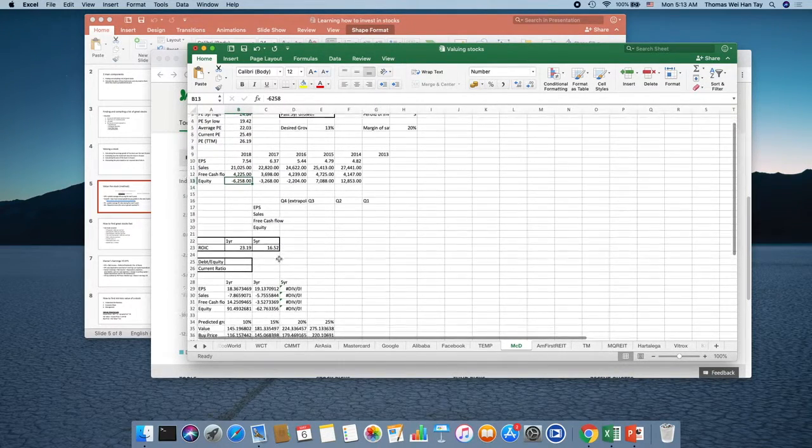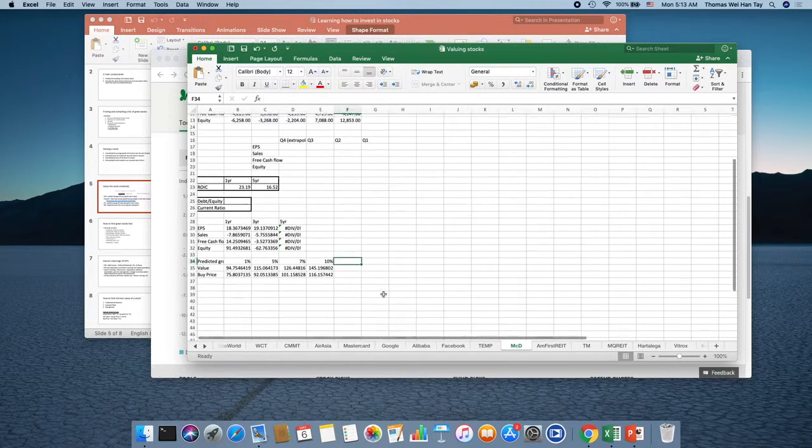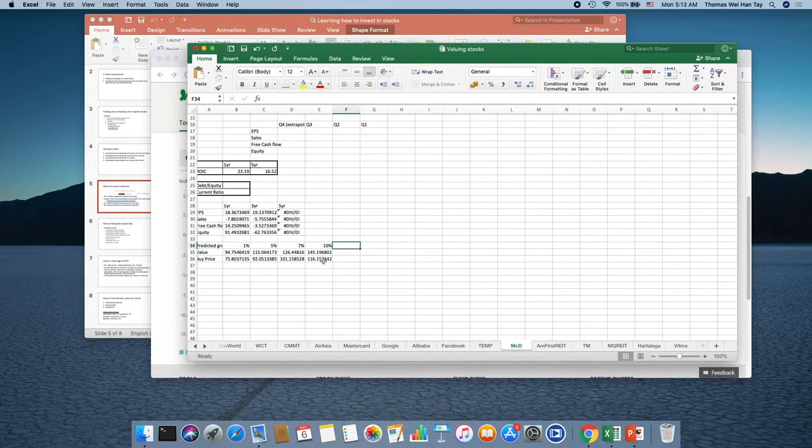So for McDonald's, okay, we can just put a random number in it then. So let's say it's just 1% growth per year, 5% growth, 7% growth, 10% growth. We don't want to estimate too much growth for McDonald's because it's already so big and it's all over the world already, I think. Because McDonald's is from the US, right? From the United States. And it's already reached across the globe.